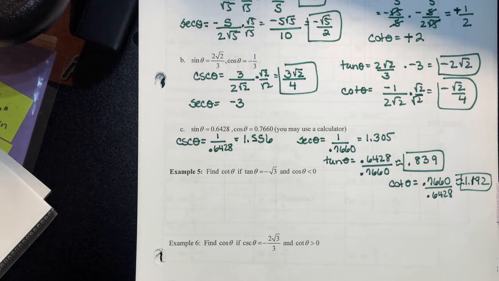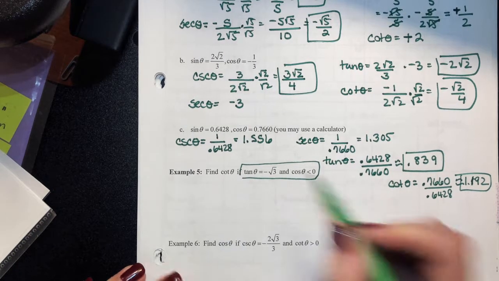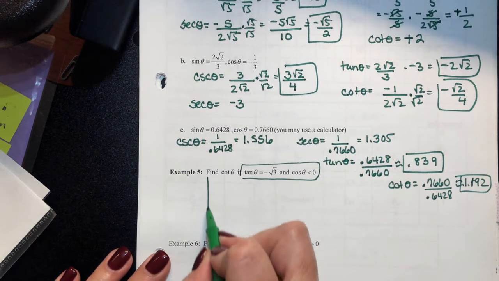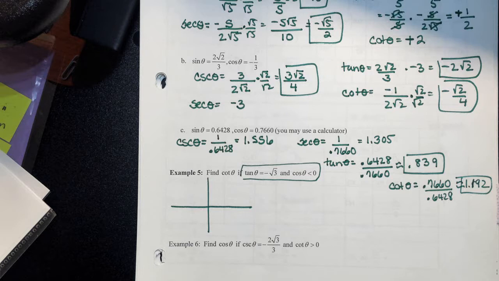Okay? Last thing and we're done, which I definitely want to go over because some of you had issues with this on the quiz. I call this the tree tic-tac-toe. So now, find cotangent if tangent of theta is negative square root 3 and cosine is less than 0. You've got to know your location, ladies and gentlemen, and some of you missed this on the quiz. You've got to know what quadrants your trig functions are positive and negative.